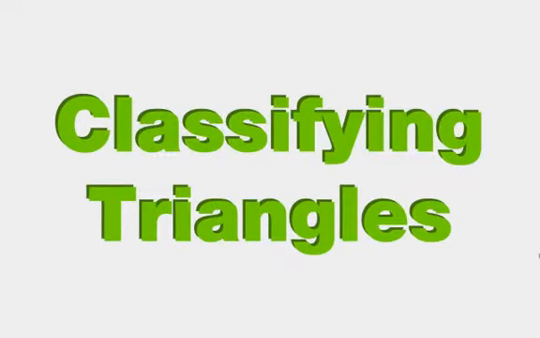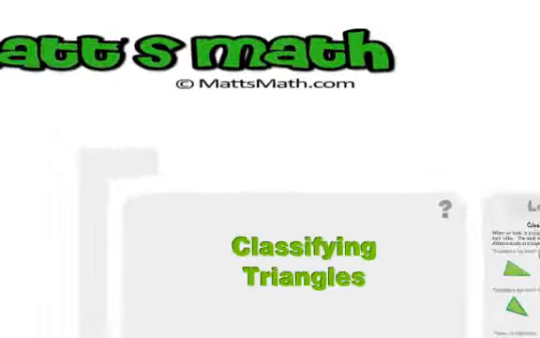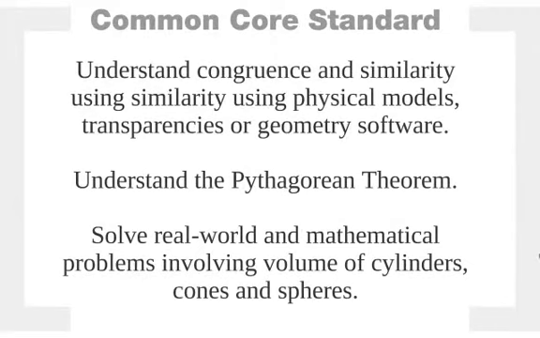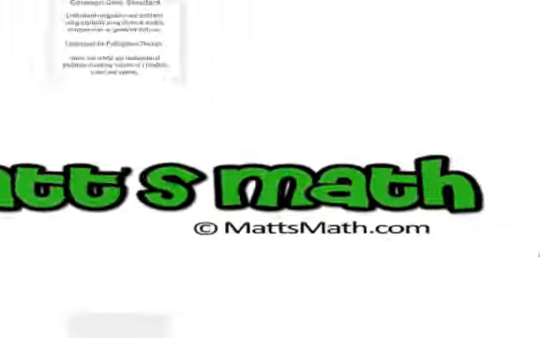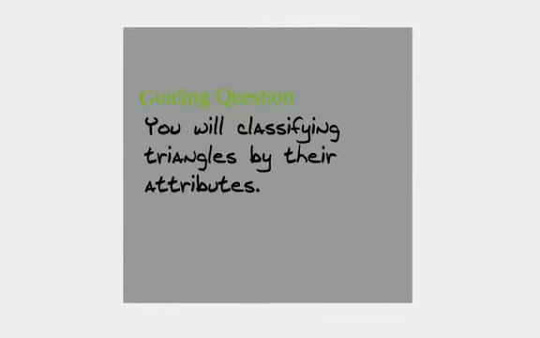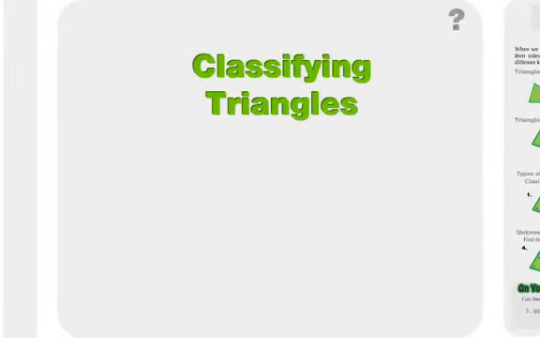There it is, classifying triangles. We're in the Math Common Core Standard of Geometry, and today we're going to be talking about mostly similarities of triangles and models as we look at angles and different types of triangles. Our guiding question is: can you classify triangles by their attributes and find missing lengths?